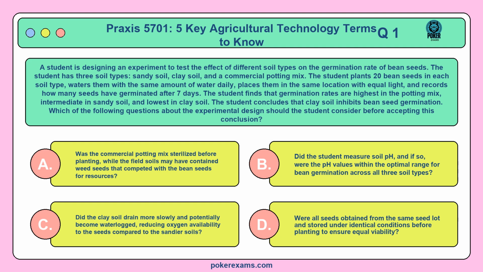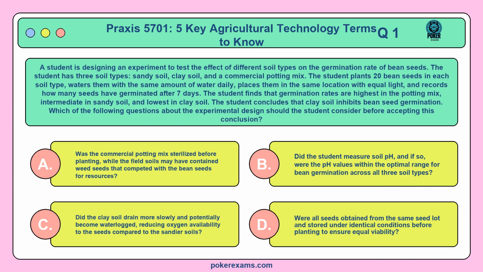Question 1. A student is designing an experiment to test the effect of different soil types on the germination rate of bean seeds. The student has 3 soil types: sandy soil, clay soil, and a commercial potting mix. The student plants 20 bean seeds in each soil type, waters them with the same amount of water daily, places them in the same location with equal light, and records how many seeds have germinated after 7 days.